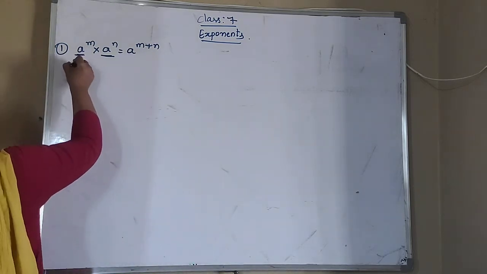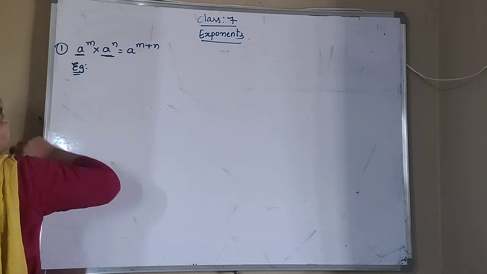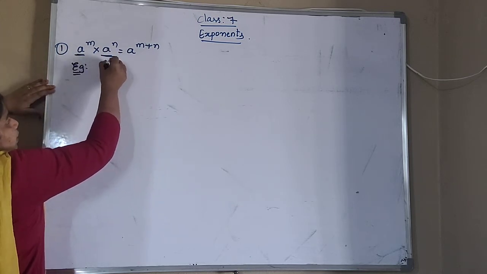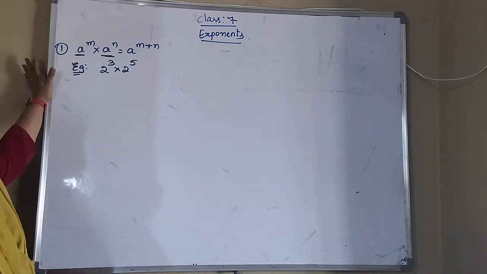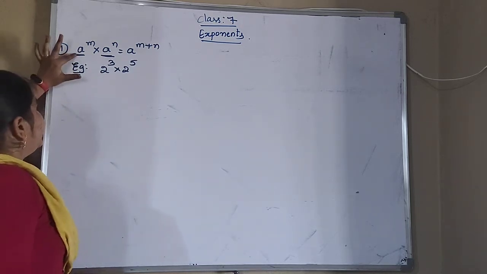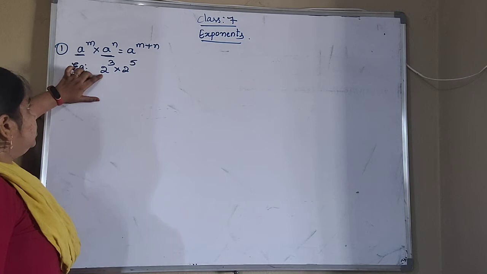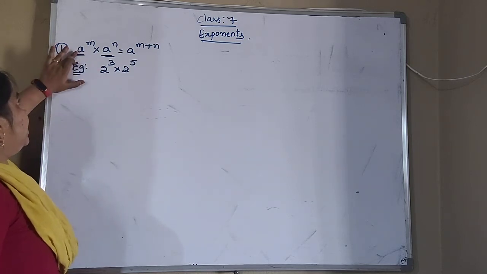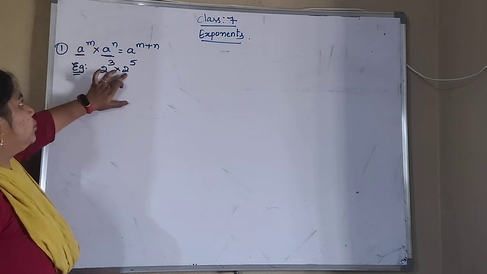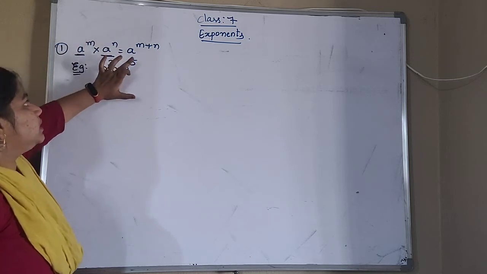So for this I am taking one example. I am taking 2 power 3 into 2 power 5. Okay, 2 power 3 into 2 power 5. A is nothing but 2, you can see the base value. Just see, A is equal to 2, A is equal to 2, M is 3 and N is 5.